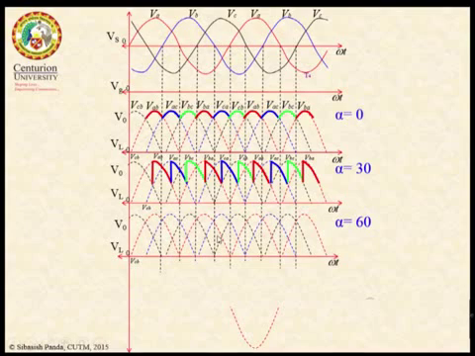So this one is my VAB, right? From here the output voltage will start. Now this is following VAB from this instant. So as we go on increasing alpha, the output voltage is going to decrease. So this is VAB, VAC, and so on.